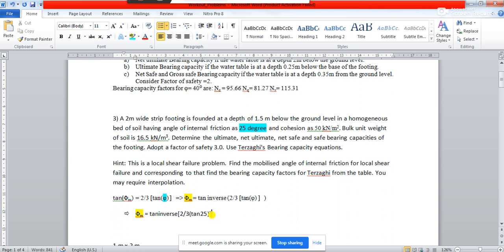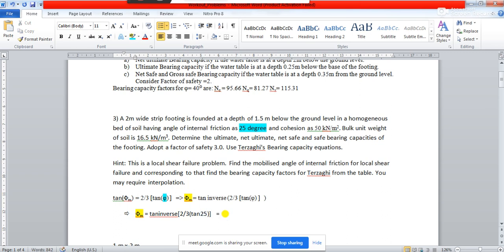So is everyone clear on this? You first calculate tan 25, then make 2/3 of it, 2 by 3 of tan 25. Then you take the inverse. So if you take the inverse, you will obviously notice that the value will be lesser than 25. It will not be 25. The value will be lesser than 25. Is it clear?